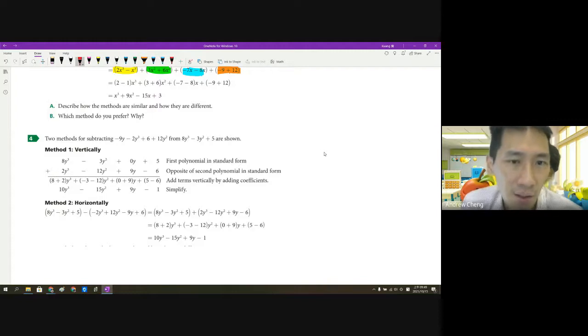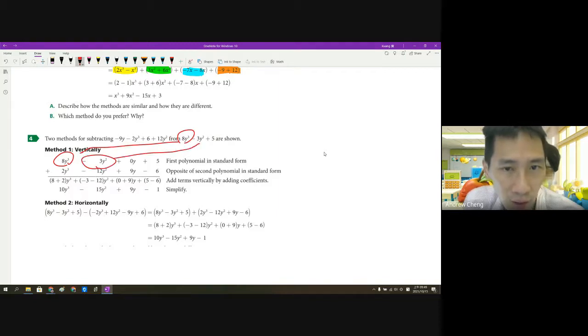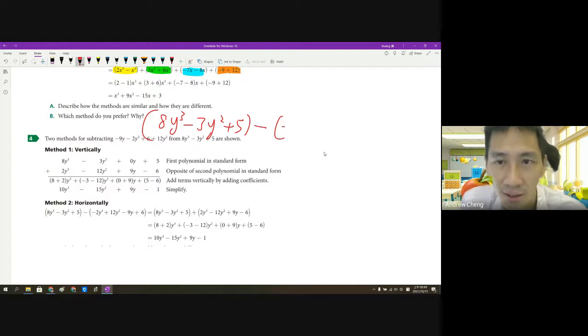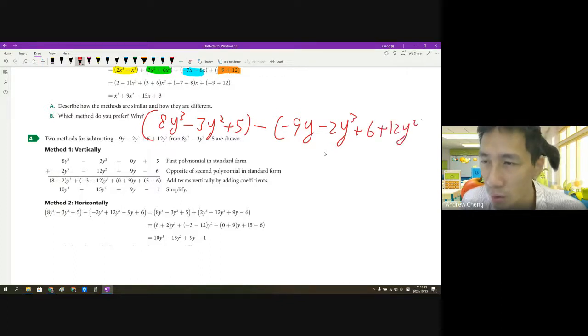Okay, so subtract this from that. So you put this up. 8y cubed is here, negative 3y squared is here, and positive 5 is here. There is no y term, so I just leave 0y. Sorry, it should be 8y cubed minus 3y squared plus 5, subtract negative 9y minus 2y cubed plus 6 plus 12y squared.